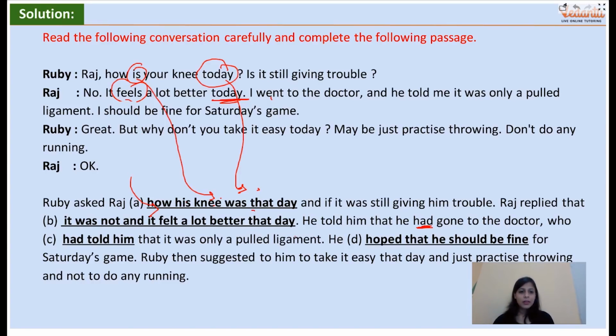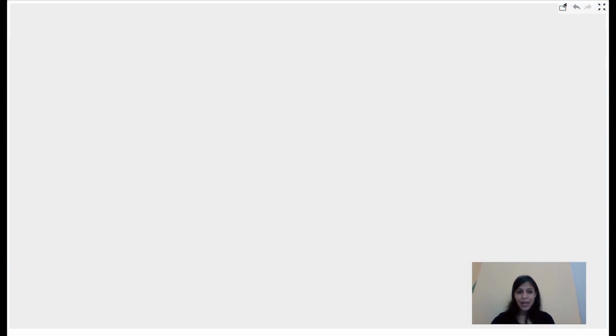Then, just let me erase it. Okay. He hoped that he should be fine for Saturday's game. So we've used should. Is it clear? I told you should would remain, should, ought to would automatically stay the same. So that is why I pushed this example so that it sticks with you. That should is going to remain the same, ought to is going to remain the same. It's not going to change its form. Cool, guys?